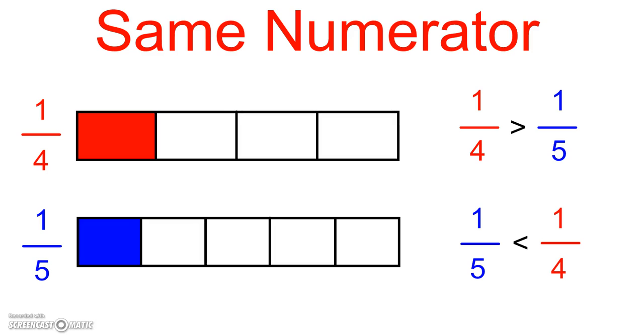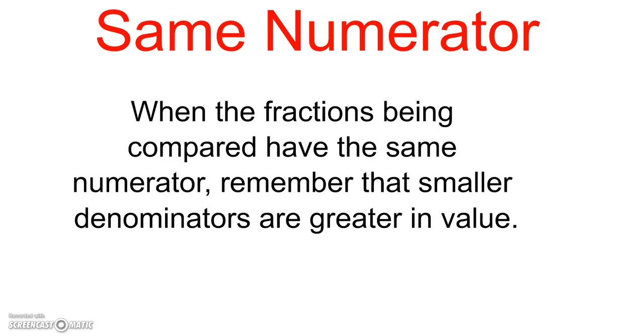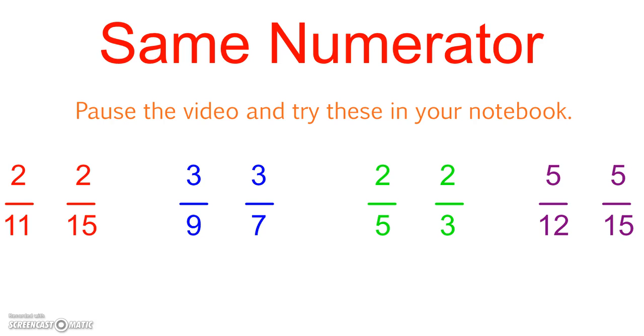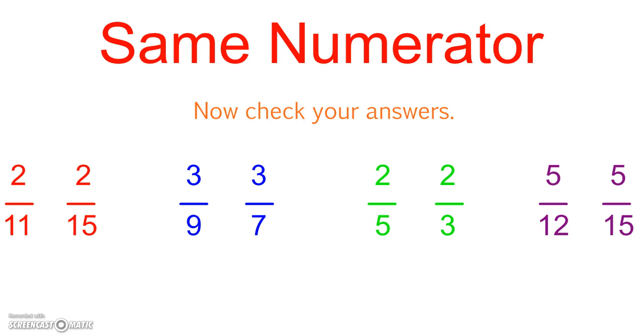So if I have a large denominator, each piece would have to be smaller and smaller to fit in the area model. Here's the rule to remember. When the fractions being compared have the same numerator, remember that the smaller denominators are greater in value, and we saw that in the area models. Pause this video and try these in your notebook. Now check your answers. How did you do? I hope you did well.